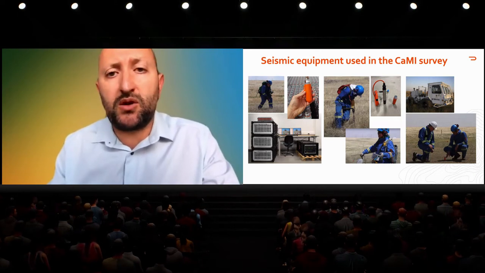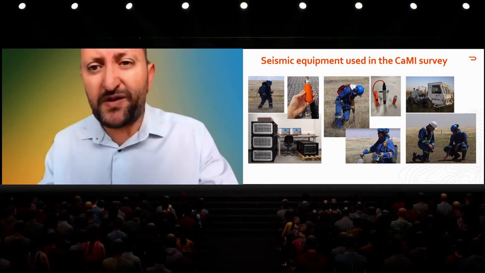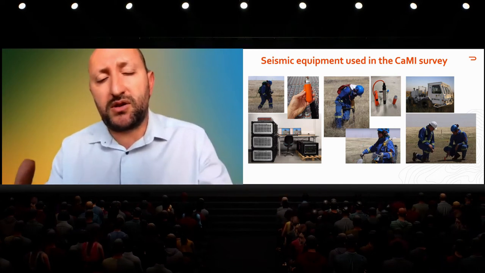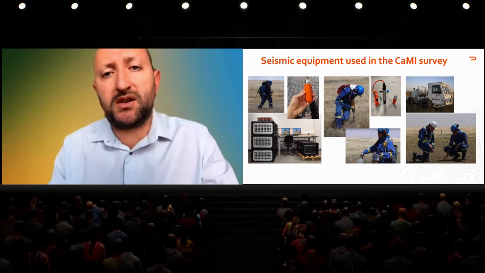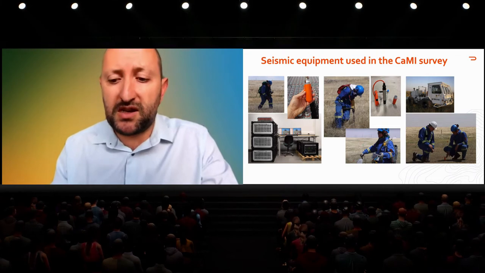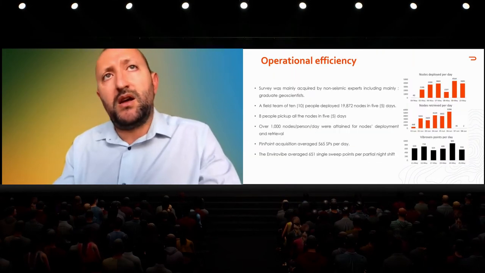And on the right-hand side, this is called a mini-vib, which is a small vibroseis, a shaking truck that puts vibrations into the subsurface. And this one is small enough to fit inside a container.